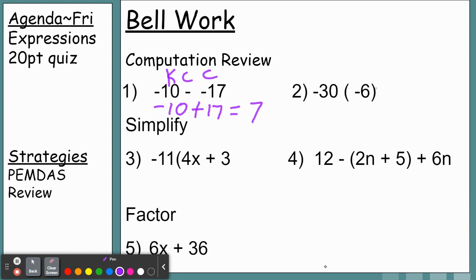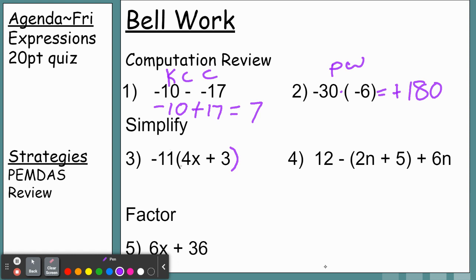All right, so number two, if I have two letters next to each other and these are the numbers I replace those letters with, that means I'm multiplying them. Okay, two negatives make a positive 180. Oop, there's supposed to be a little parentheses right there. I'll make sure that's fixed in Canvas.